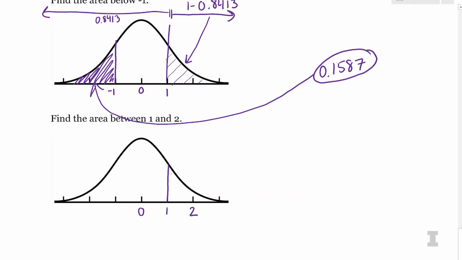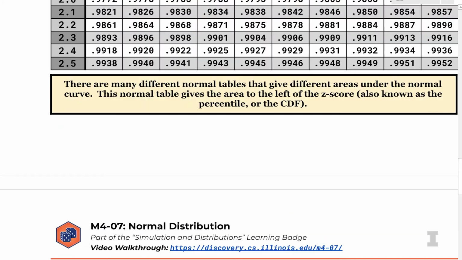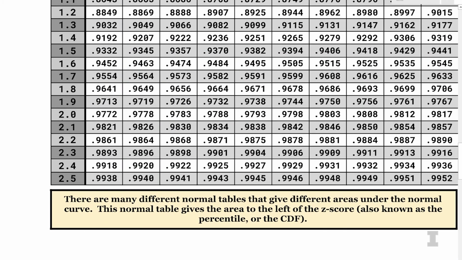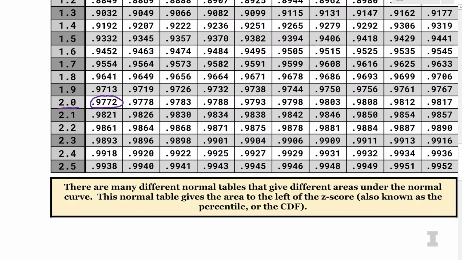I'm going to go ahead and shade that. I have 1 and 2. Again, if I just look at the normal table, it doesn't give me that exact area, but I do know from all of these problems, the area to the left of 1 is 0.8413. Then I can also look at the area to the left of 2. So if we go back to our normal table, we have 2.0, so 2.00, and it looks like the area to the left of 2 is 0.9772.